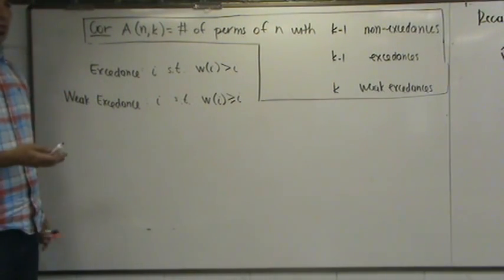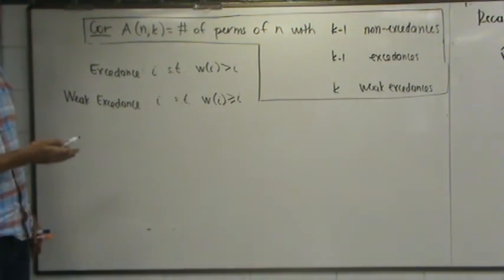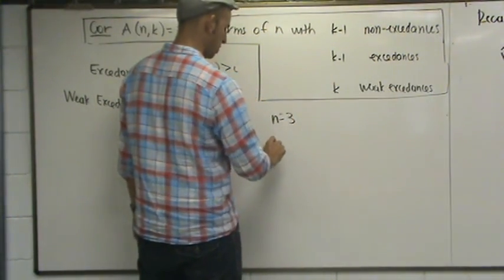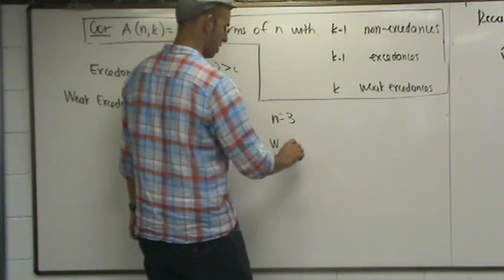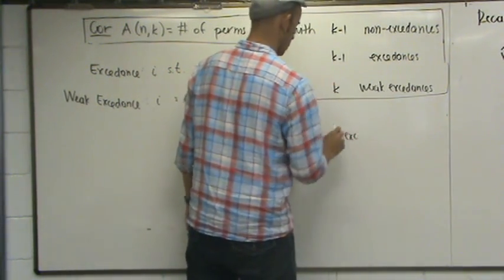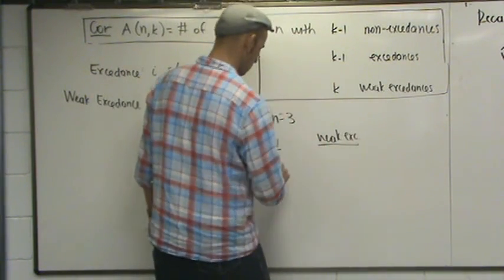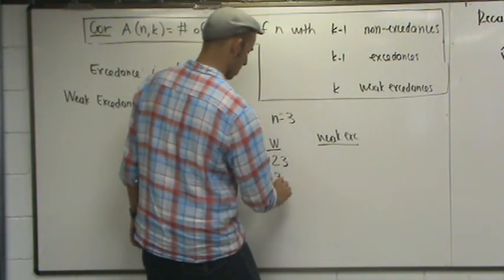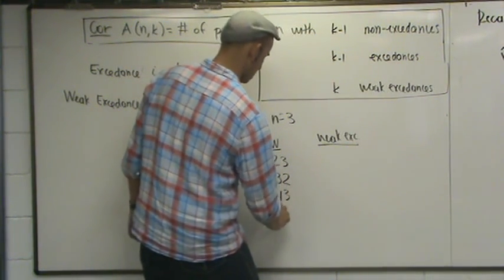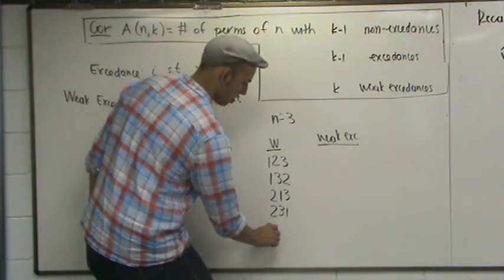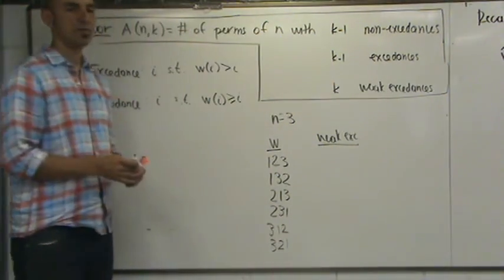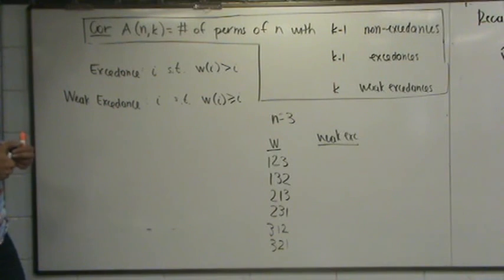And maybe it's worth doing this in an example so that it's concrete. So let's do it again for n equals 3. Let's do W and then weak exceedances of W. So again, I list all the W's: 1 2 3, 1 3 2, 2 1 3, 2 3 1, 3 1 2, 3 2 1. And I'm listing these in one line notation.